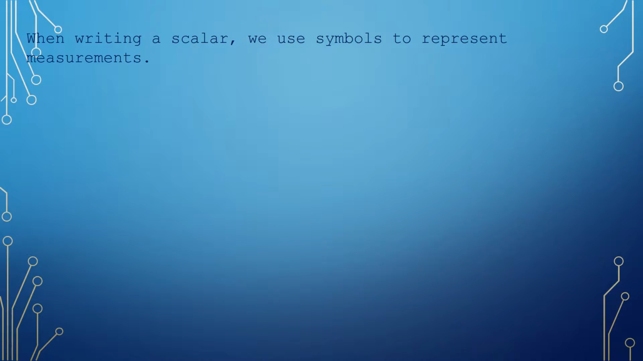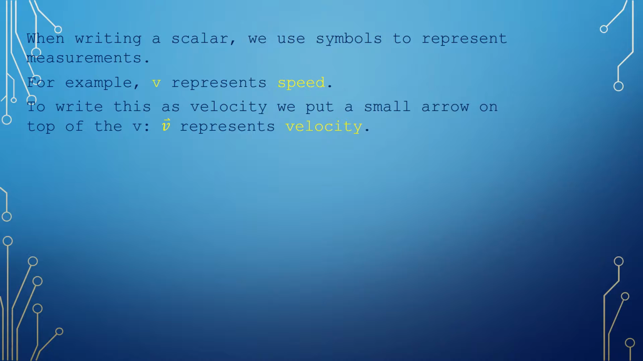So when writing a scalar, we use symbols to represent measurements. For example, v represents speed. To write this as velocity, its vector component, we put a small arrow on top of the v. So v with a small arrow on top of it represents velocity. So speed is scalar and velocity is a vector.